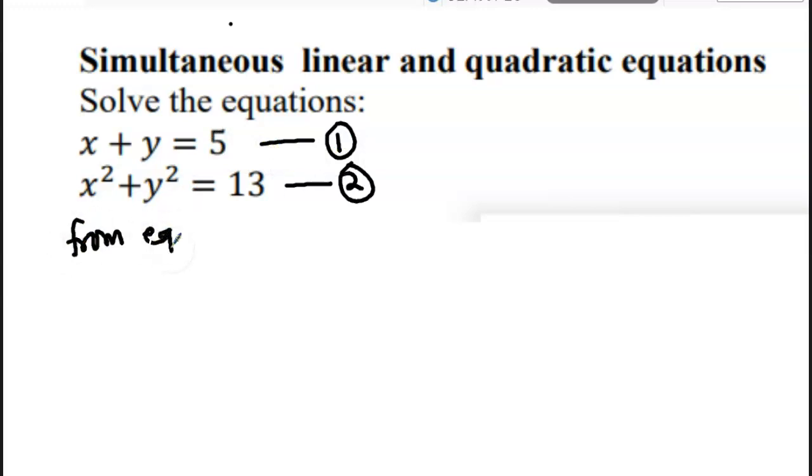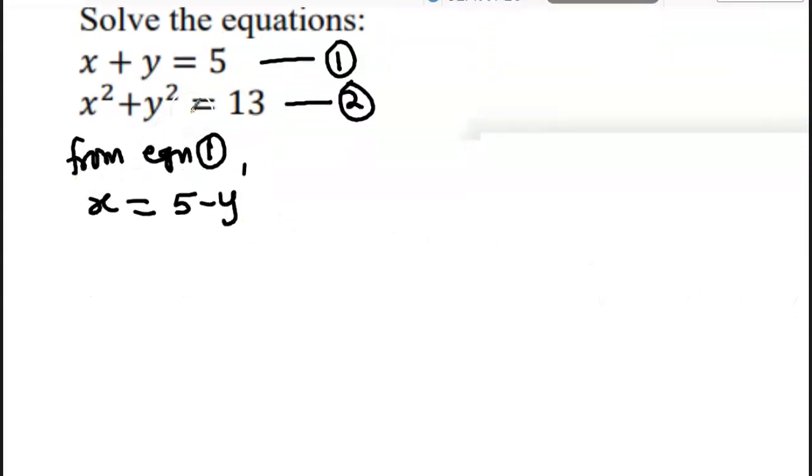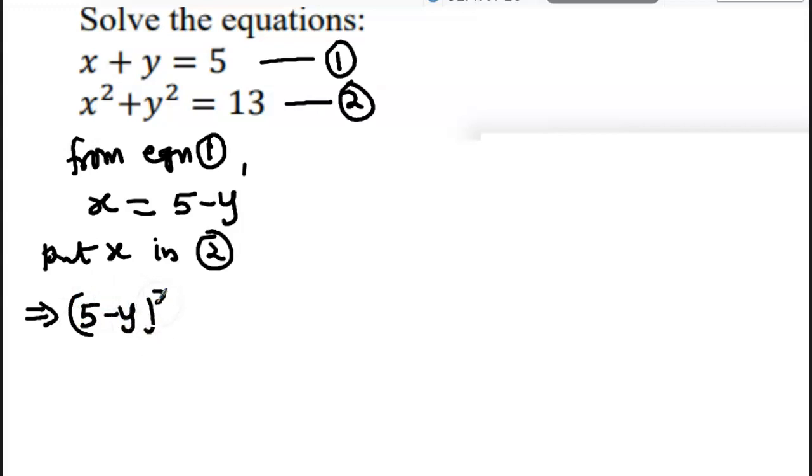So from equation 1, x is equal to 5 minus y. Send y to the right hand side. We then put this in equation 2. So wherever you see x, you put 5 minus y. So this implies that (5 minus y) all squared plus y squared is equal to 13.